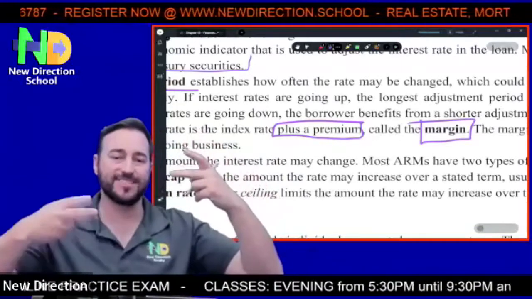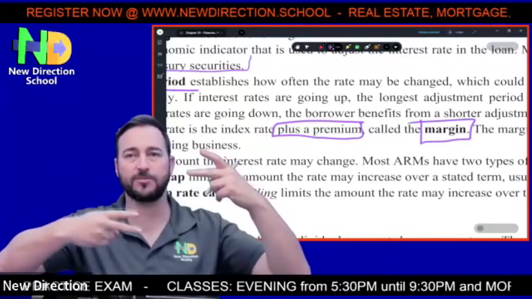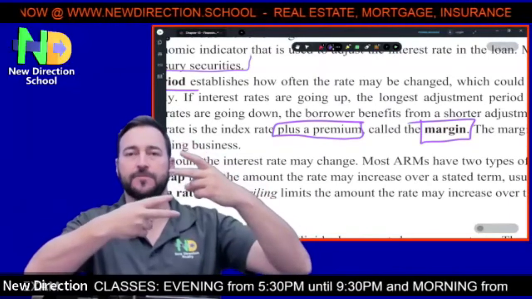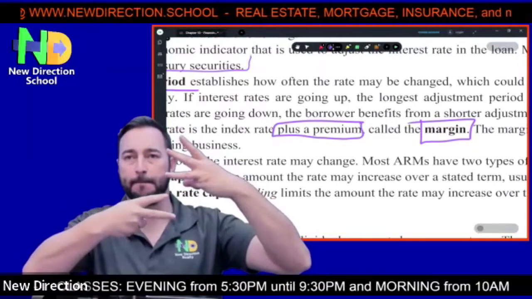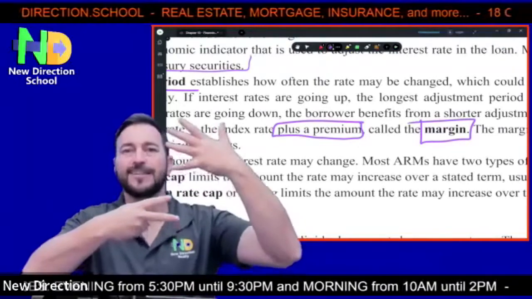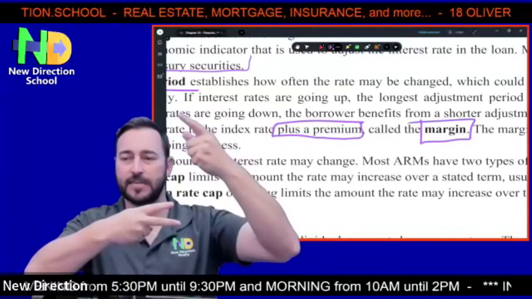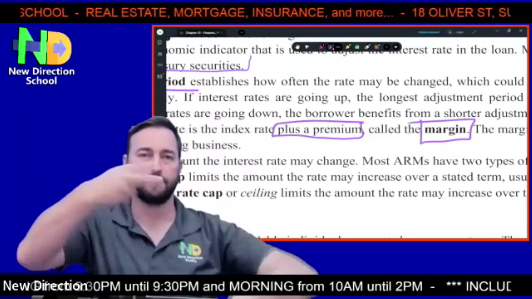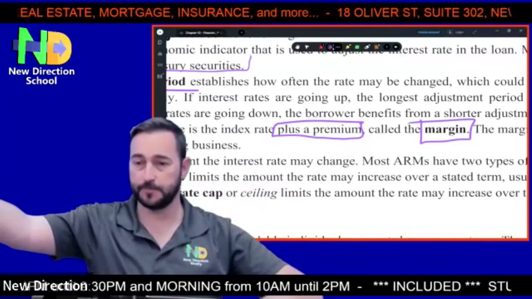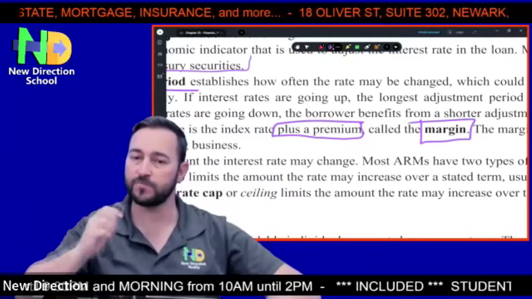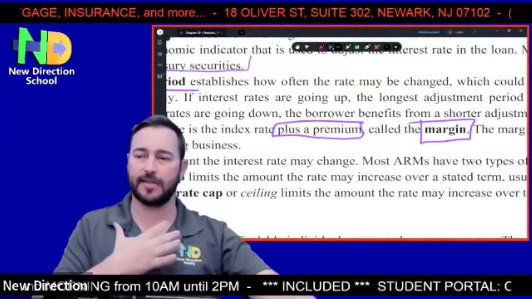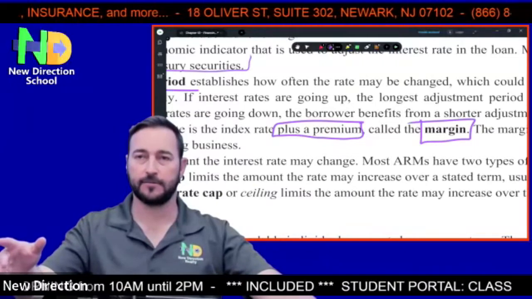Now the margin does not change. The margin does not change over time. What changes is the index. So if the index goes to 3, what is your new interest rate? 5. If it goes to 5, what's your new interest rate? 7. So the index is what keeps on fluctuating up and down. The 2% margin is through the lifetime of the loan. It's just called margin. So that's what you pay the bank.